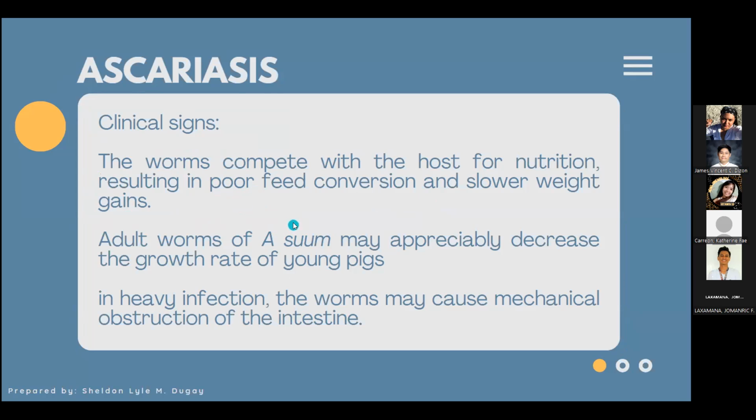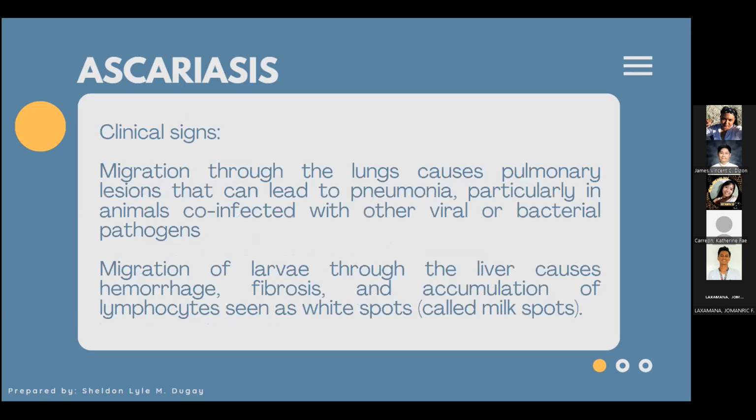Adult worms of Ascaris suum may appreciably decrease the growth rate of young pigs, and in heavy infection, the worms may cause mechanical obstruction of the intestine. Then other clinical signs, migration through the lungs causes pulmonary lesions. So mga worms na to, pwede rin silang mag-migrate papuntang lungs. That can lead to pneumonia, particularly in animals co-infected with other viral or bacterial pathogens.